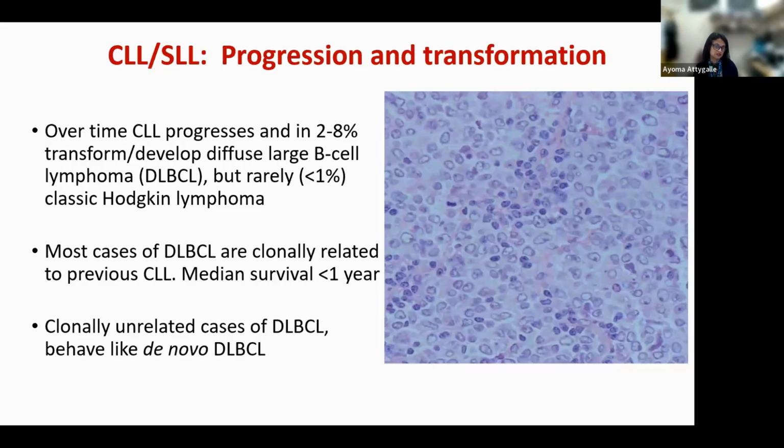Over time, CLL can progress, and in 2 to 8% of cases, they transform and can develop into a diffuse large B-cell lymphoma, rarely a classic Hodgkin lymphoma. In a large B-cell lymphoma, you essentially see a uniform, sheet-like population, just like any other diffuse large B-cell lymphoma. Most of these DLBCLs are clonally related to the previous CLL. If this is the case, the median survival is less than a year, so the prognosis is poor, as opposed to a clonally unrelated DLBCL, which will behave just like a de novo DLBCL, with a better outcome.